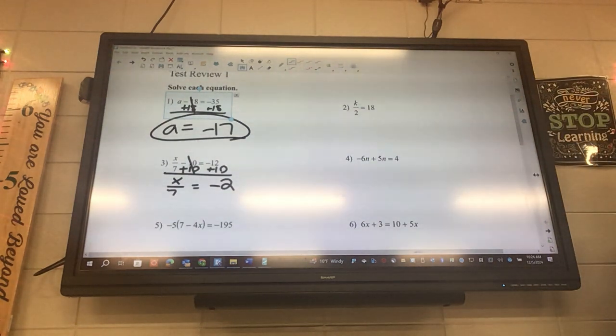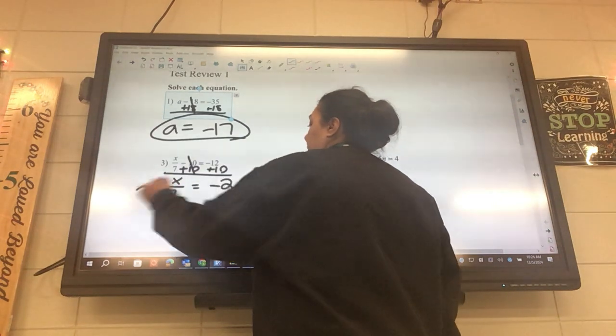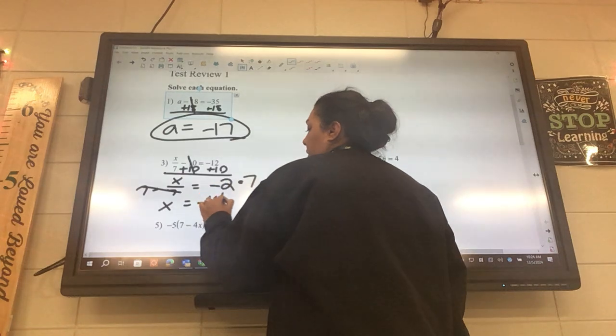So we got negative 2. Then what? Multiply both sides by 7. I'm going to get x and a negative 14.